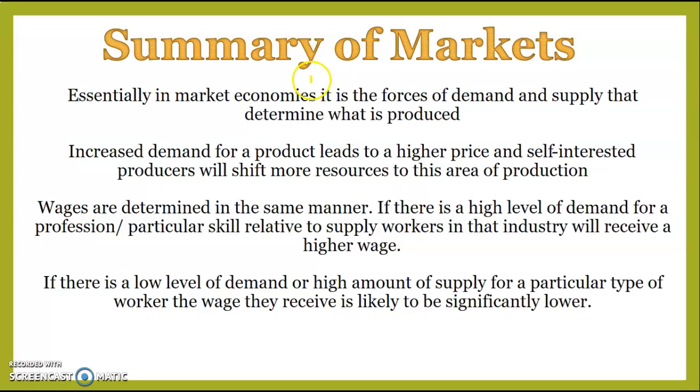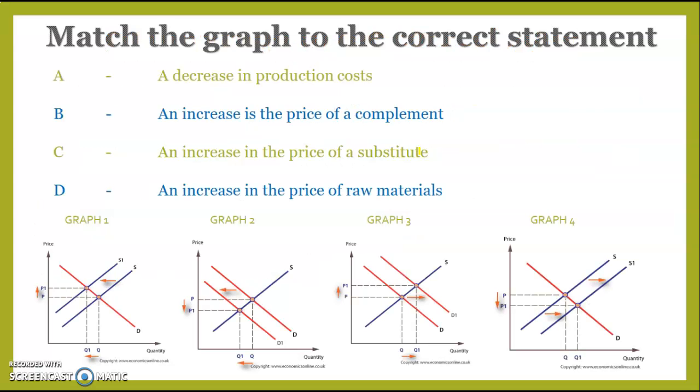So to summarize, in market economies, it's the force of demand and supply that determine what is produced. Increased demand for a product leads to a higher price, and self-interested producers shift more resources, so land, labour and capital, to that area of production. Wages are the same. If wages go up in a market, supply will expand because more people will want to work in that industry, and demand will contract because it costs you more to hire people. But we won't go into detail about wages in this video.